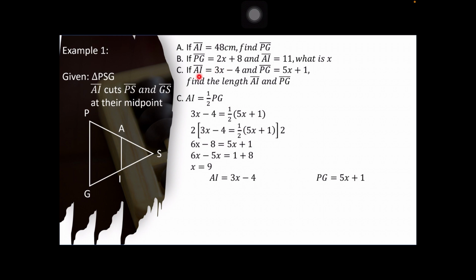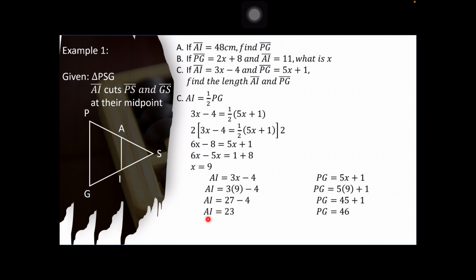Since ang given natin dito, segment AI is equal to 3x minus 4. Sa PG naman, segment PG is equal to 5x plus 1. And then, substitute lang po yung nakuha nating value ng x. Magiging ganyan. 3 times 9 minus 4. Sa kabila noon, 5 times 9 plus 1. 27 minus 4. Sa kabila, 45 plus 1.